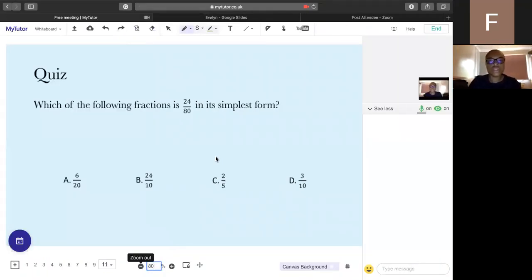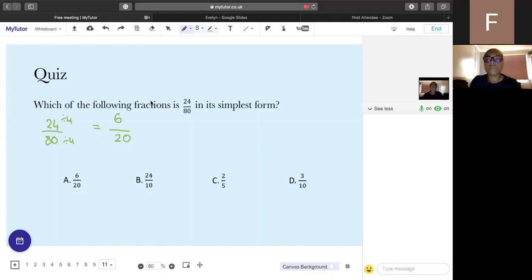So 24 over 80, let's try and work it out. I'm going to use the common factor way. So we've got 24 over 80. Now I know that these are both multiples of 4. So I'm going to do 24 divided by 4 and 80 divided by 4. So 24 divided by 4 is 6, and then 80 divided by 4 is 20. So I've got 6 over 20 first of all.